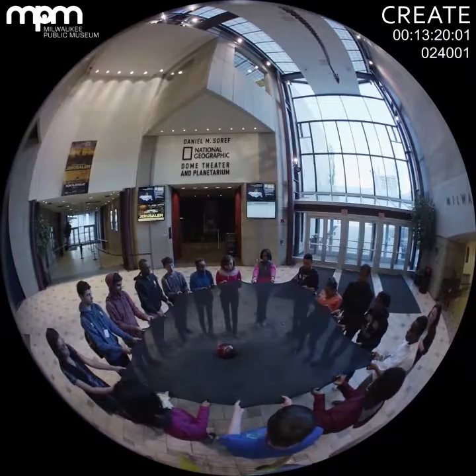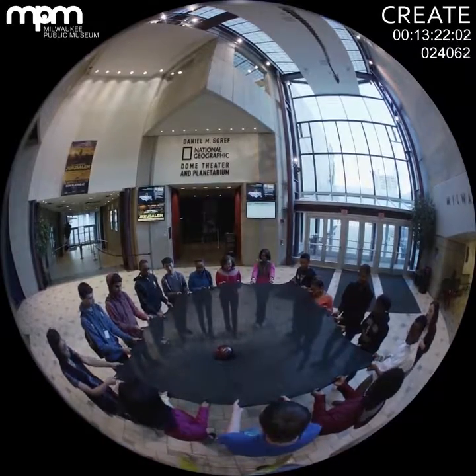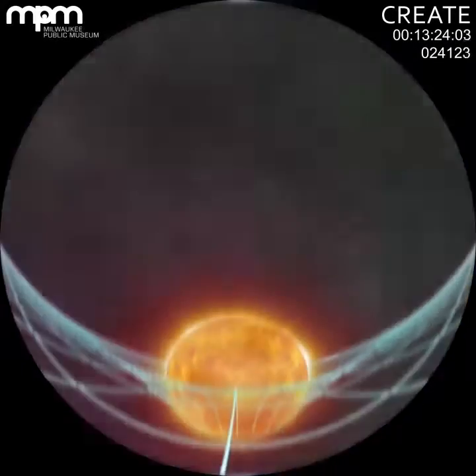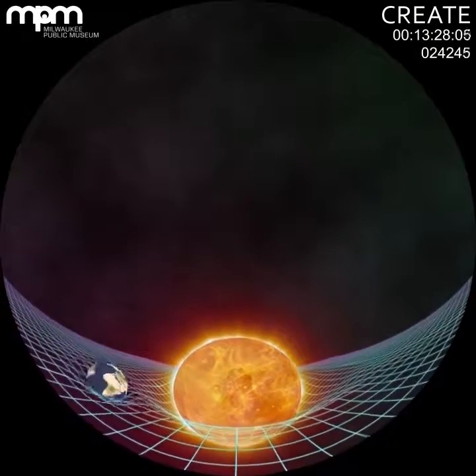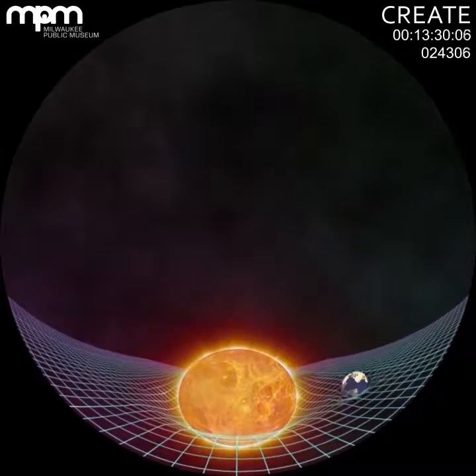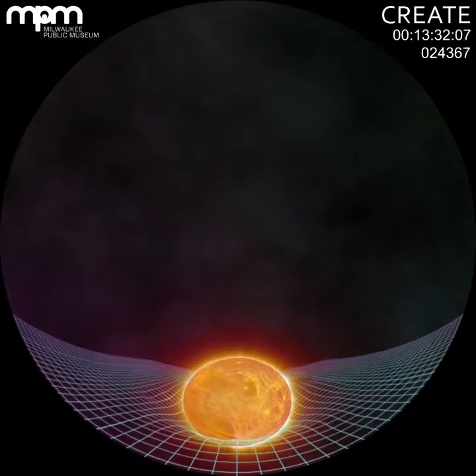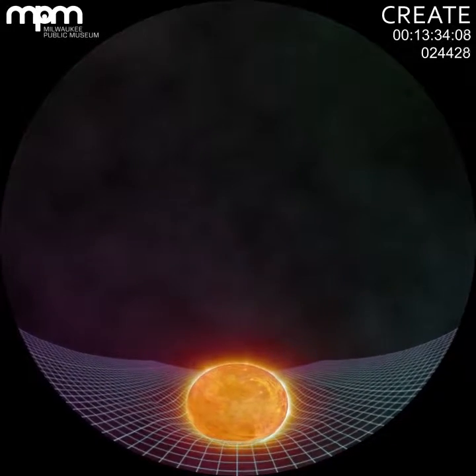See this bowling ball? It bends the fabric to keep the smaller ball going around it. The sun works the same way. It bends space, creating a gravity well which pulls our planet inward, but the Earth's great speed keeps us a safe distance away.